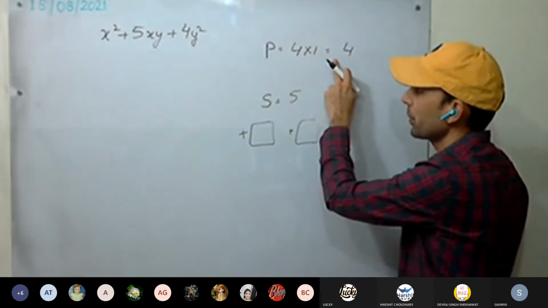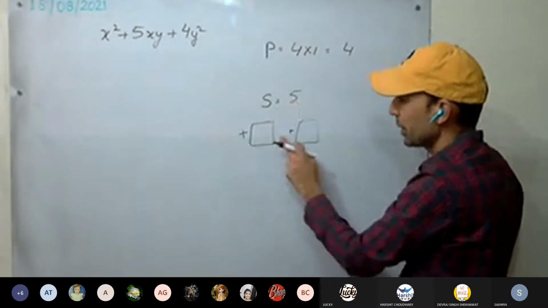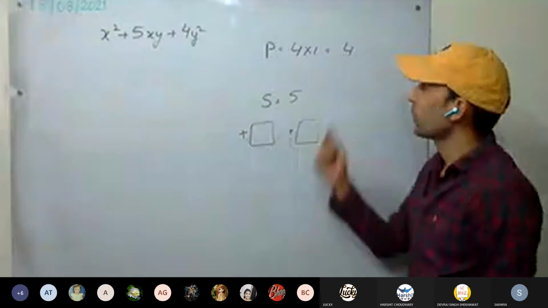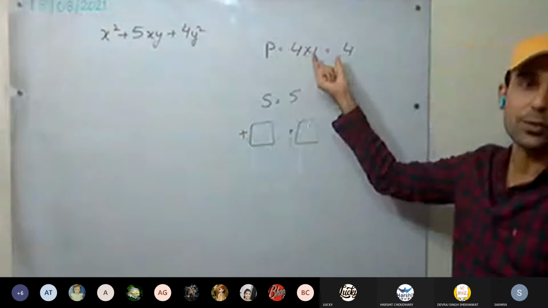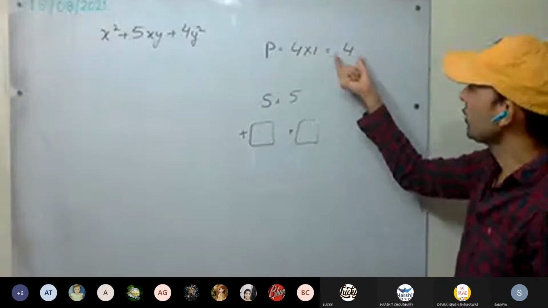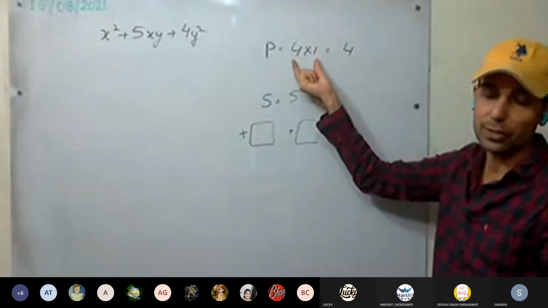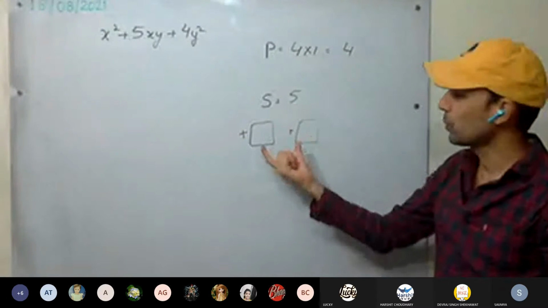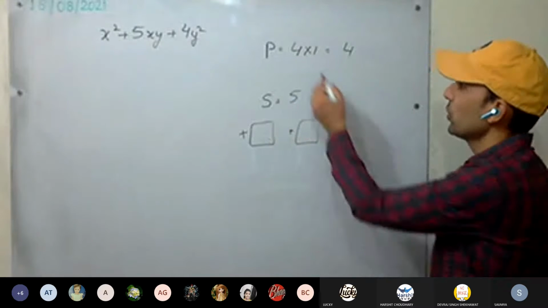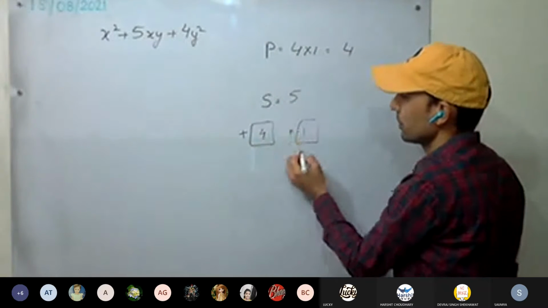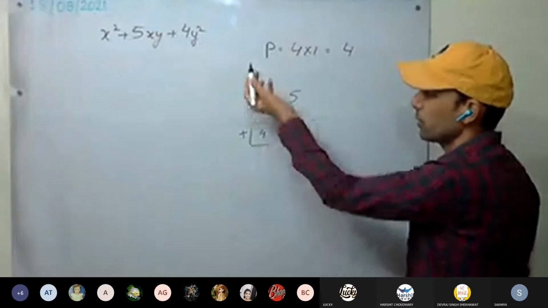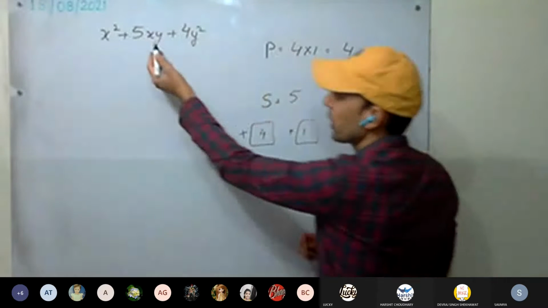Both can be positive, both can be negative. Product of two positive numbers is positive, product of two negative numbers is also positive. So either both negative or both positive. But the sum is positive, which means both numbers have to be positive. So 4 and 1: 4 into 1 is 4, 4 plus 1 is 5.